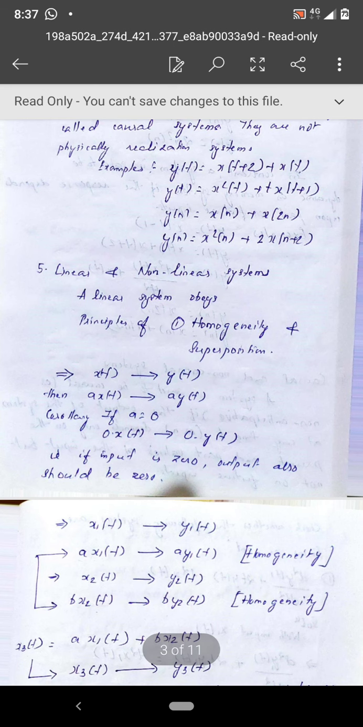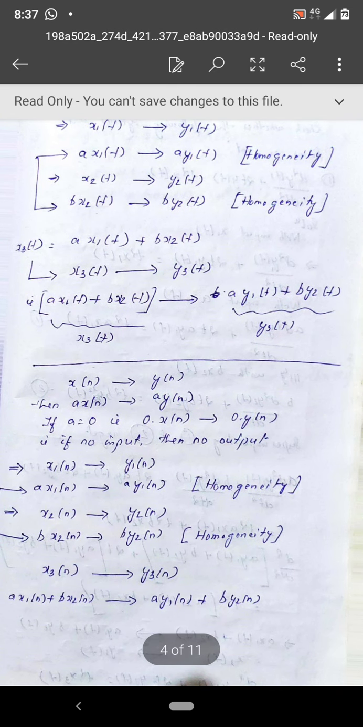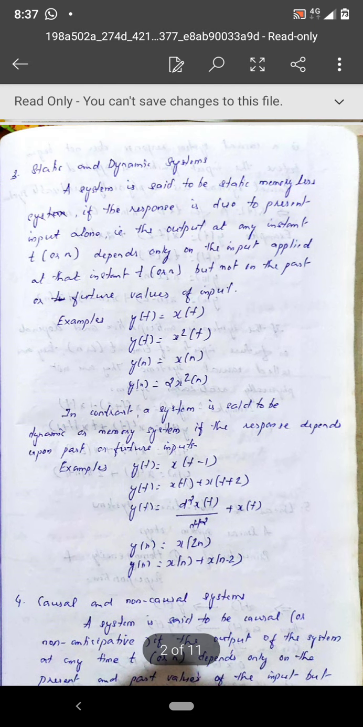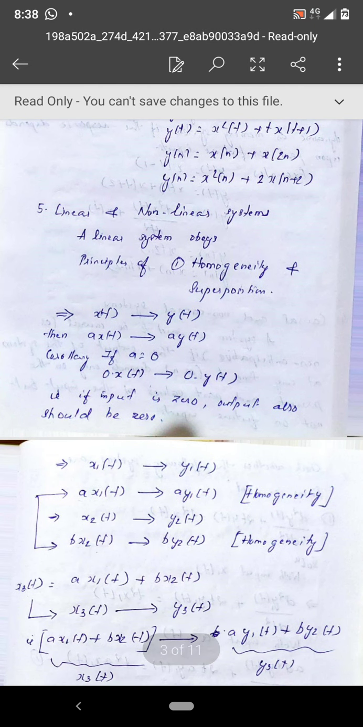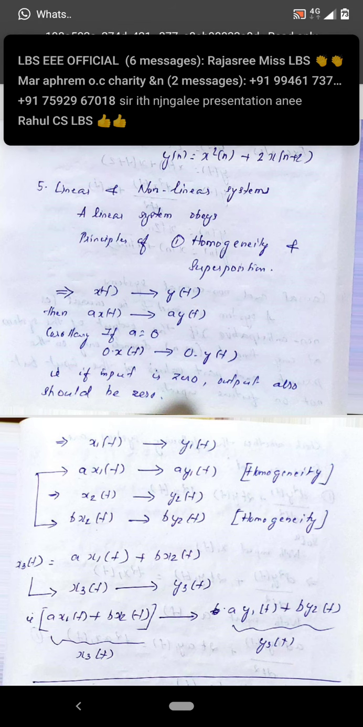Here again I will not be using boxes like the previous descriptions. I'll be using arrows, which represent systems. If x of t leads to y of t, meaning it gets transformed to y of t, that arrow represents a system. If I scale up the x of t input by a factor a, then the output also should be scaled up, or multiplied, by the same factor a. That is the principle of homogeneity.